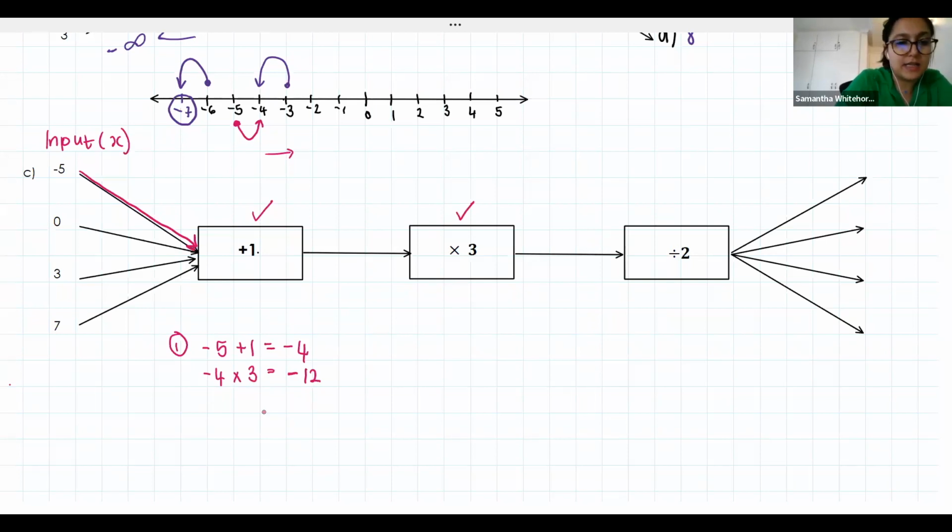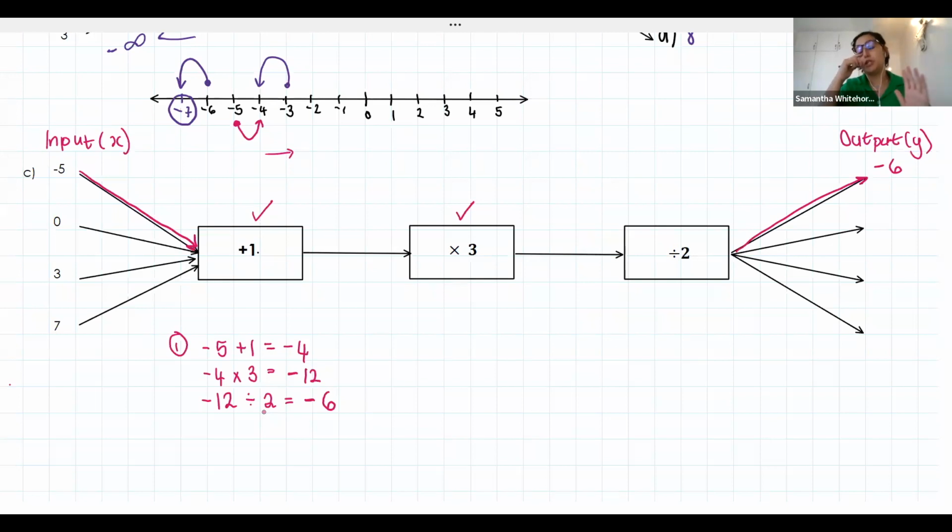Now I want to divide that by 2. So I take my -12 and I want to divide by a +2. A negative divided by a positive is a negative, and 12 divided by 2 is 6. So now I've worked out that my first output, when my input is -5, is -6. All right, so nothing changes. Just because we've got more blocks doesn't all of a sudden mean that something changes. We still apply our rule and we go step by step in order to get our output.